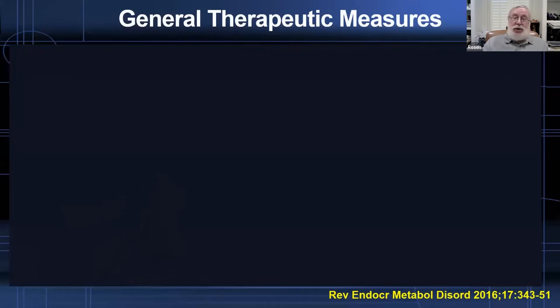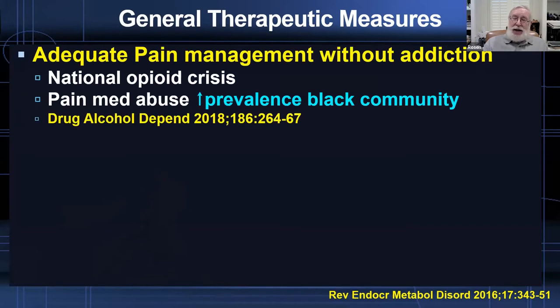So what are therapeutic measures for hidradenitis suppurativa? And why is that important in skin of color? General therapeutic measures. Number one is adequate pain management. Aside from the embarrassment, the malodor, the draining, the staining clothes, this hurts. But you don't want to get someone addicted. And yet we know we're in the middle of a national opioid crisis, which is even worse in the Black community. So if you're giving someone opioids and they live in a community or have associates and friends who live in a community where opioids are relatively easily accessed, there's a risk, an additional risk of addiction.